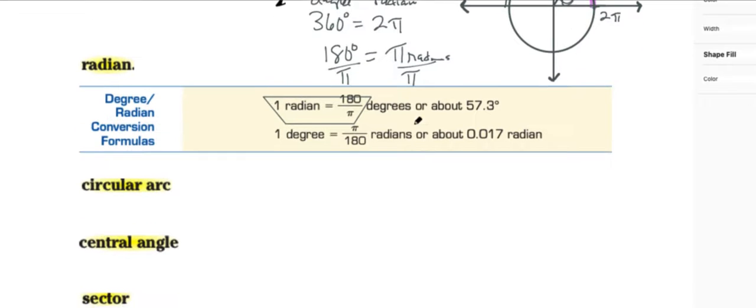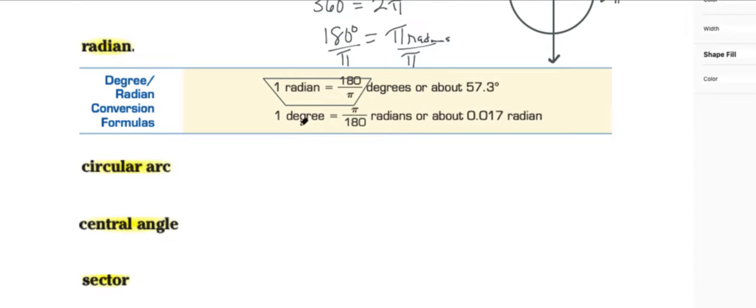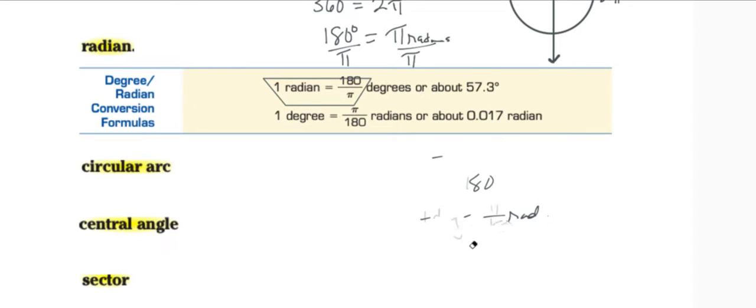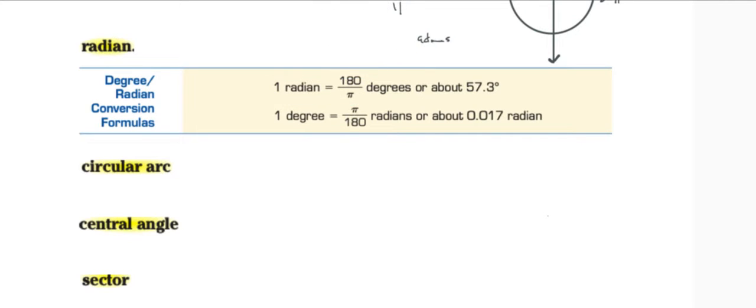Similarly, if I wanted to figure out what 1 degree was, I know that 180 degrees is equal to pi radians, so I divide both sides by 180, and I get that 1 degree is equal to pi over 180 radians. We're going to get used to using radians and degrees, but right now that's what I want you to know about a radian. A radian is the measure of the arc that is created by an angle within the unit circle. So it's the measure of that arc, the circular arc length.